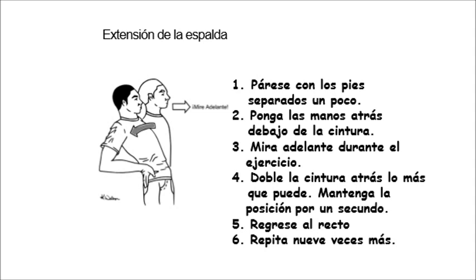So stand and separate the feet a little bit. Ponga las manos atrás debajo de la cintura. To put the hands in the low back area. Mira adelante durante el ejercicio. So they're looking straight ahead during the exercise. Doble la cintura atrás lo más que puede. Mantenga la posición por un segundo. So they're bending back, at that back where their hand is, and they're maintaining that position for a second. Then they regrese al recto, so they're coming forward again, and they're repeating. So you're telling them to do this 10 times.